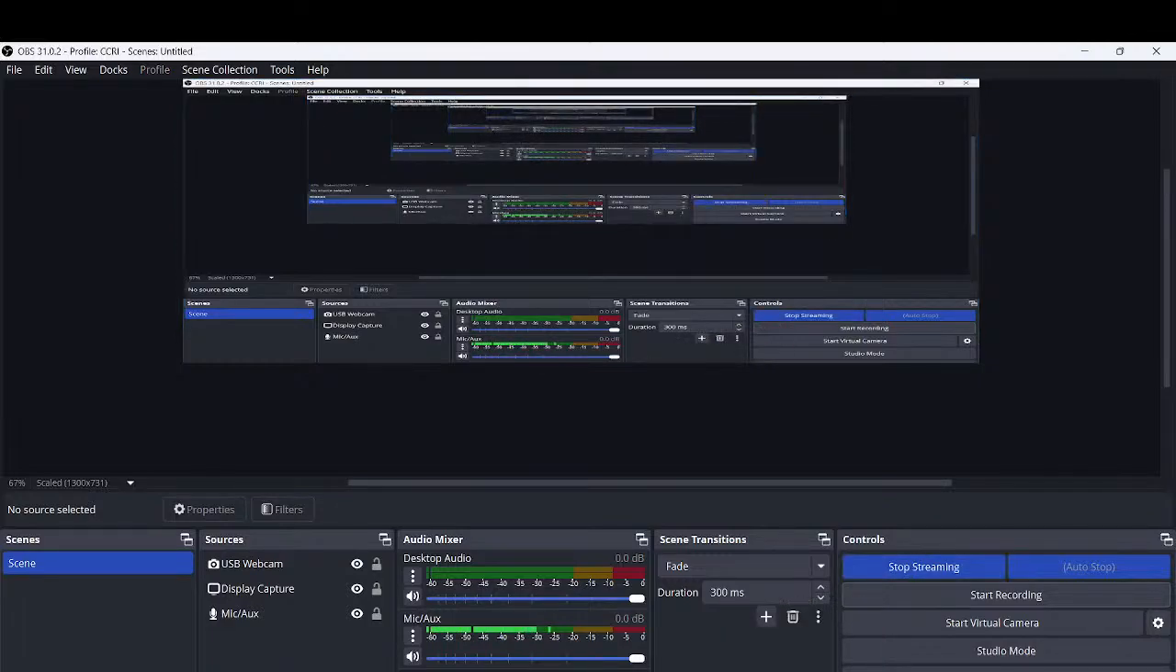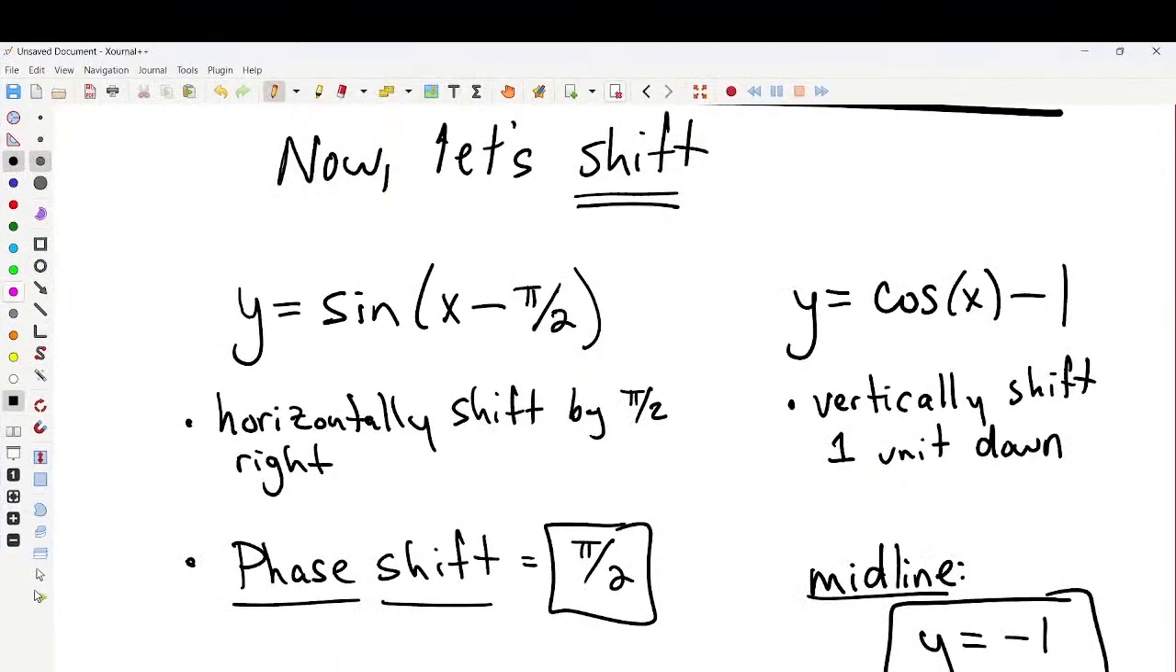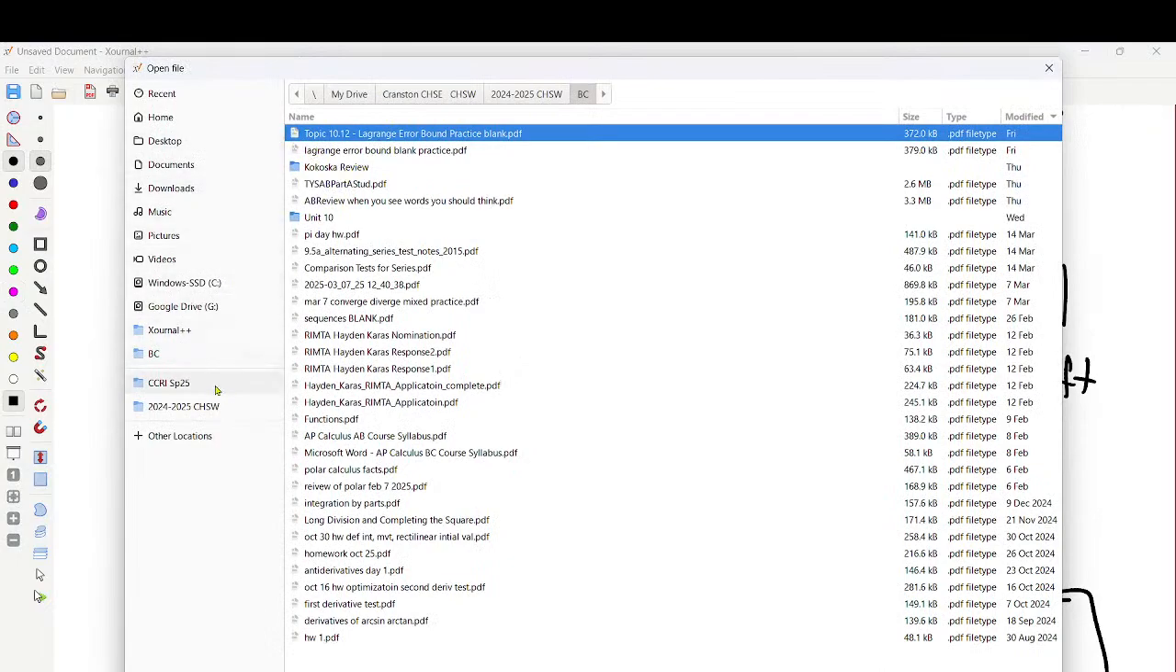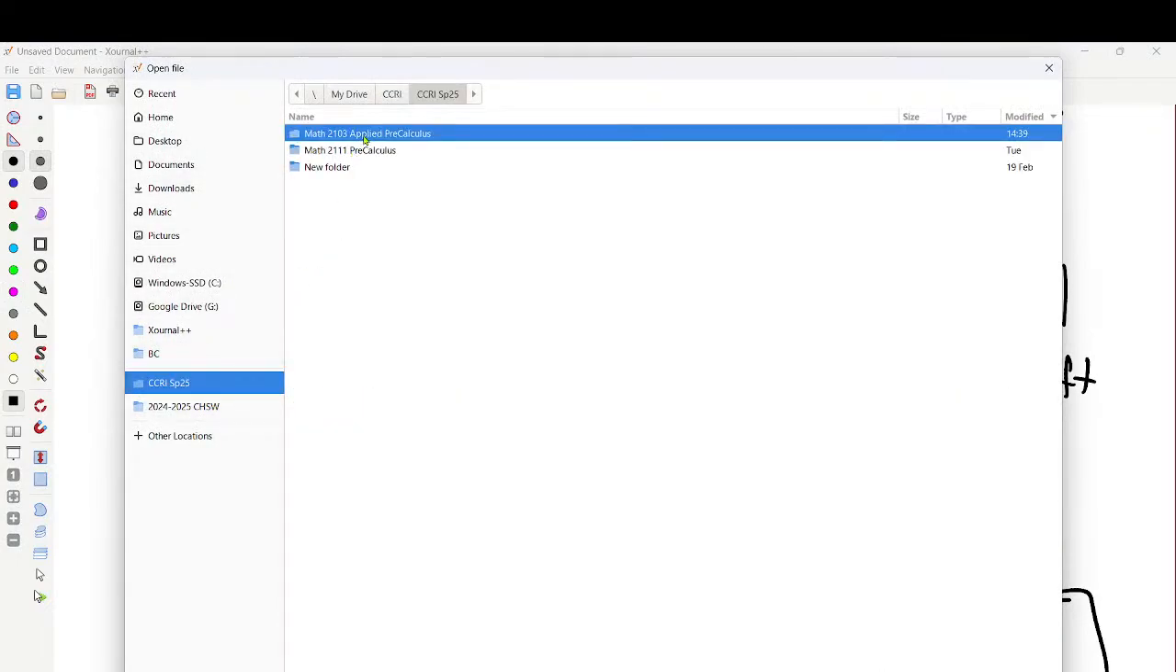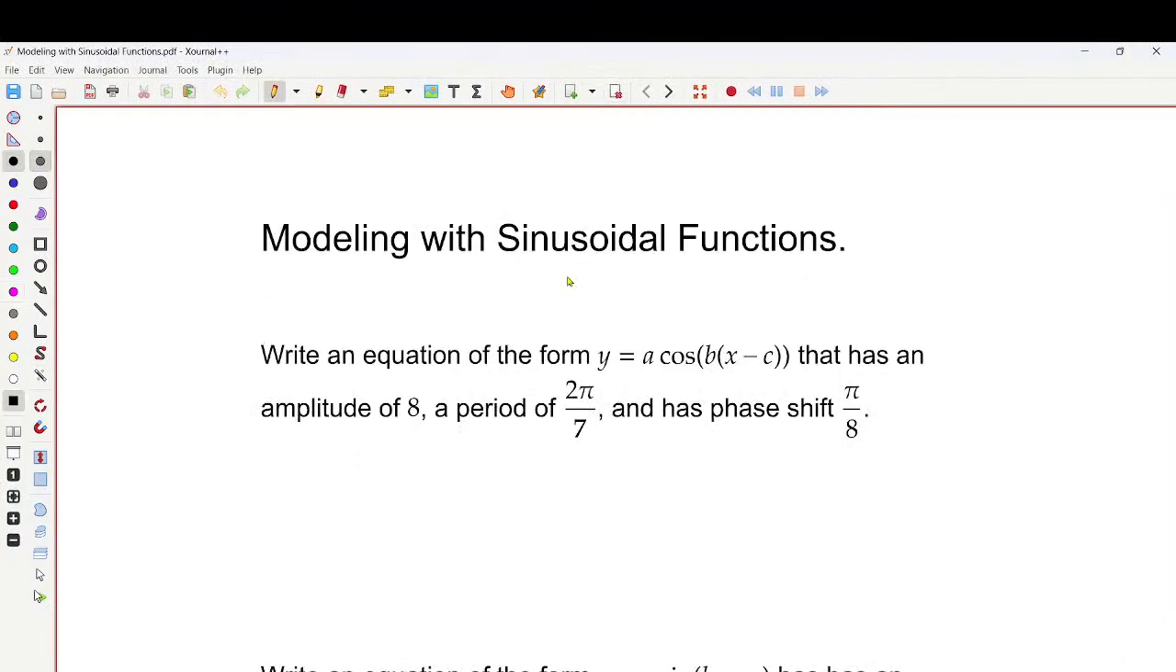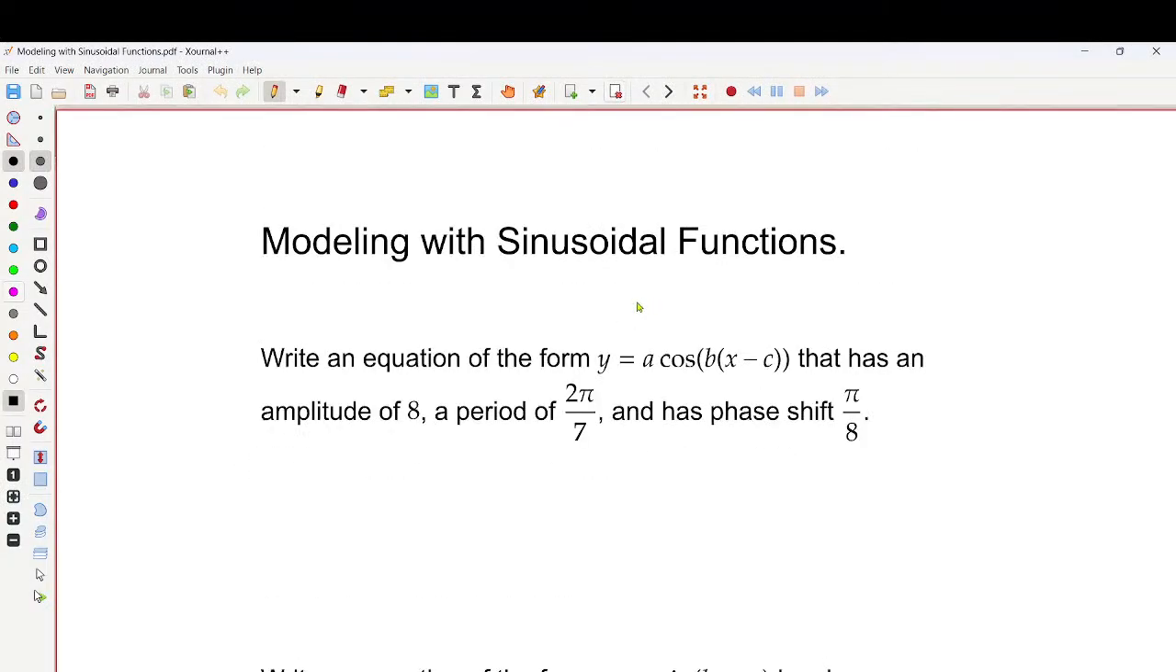Right, that looks good. There you go. All right, very good.